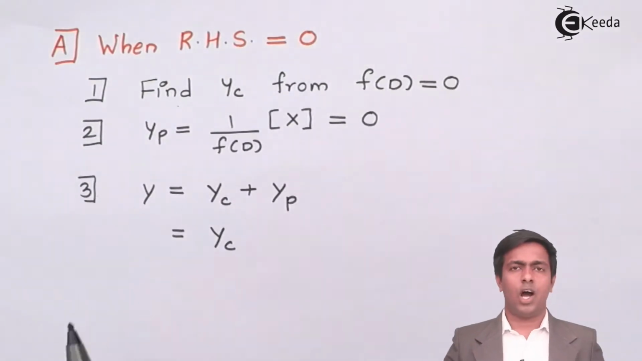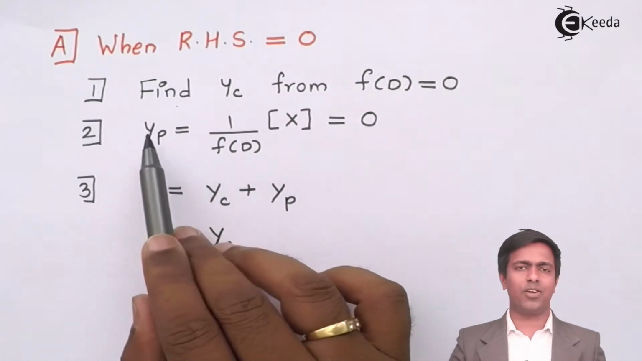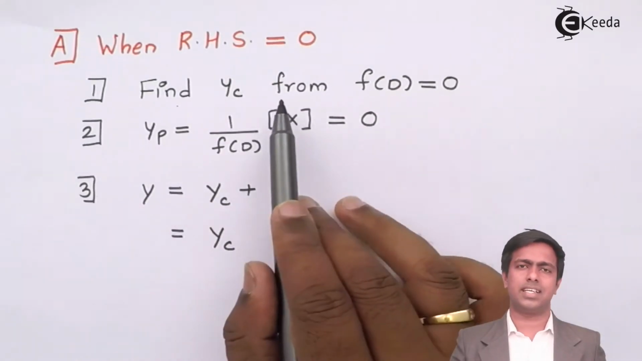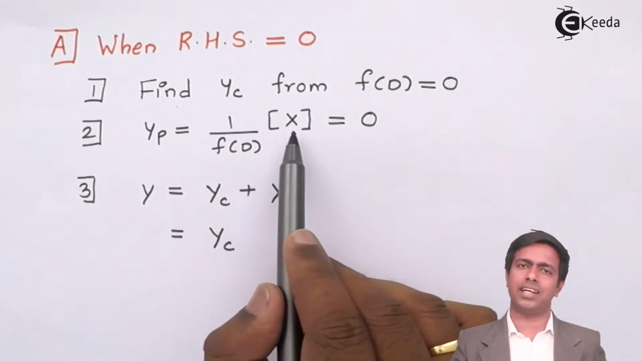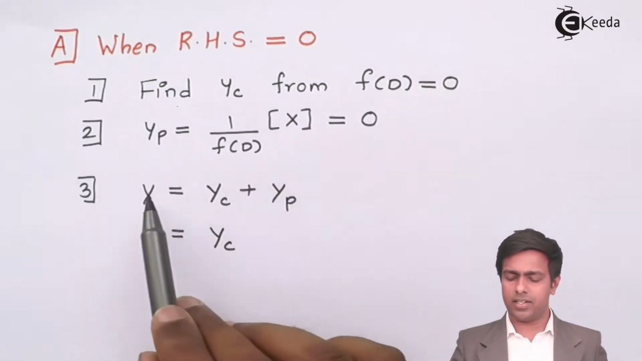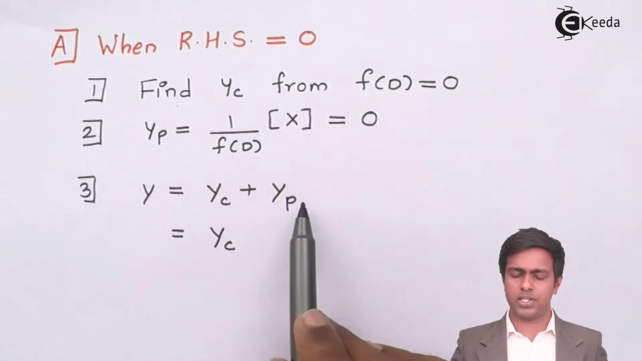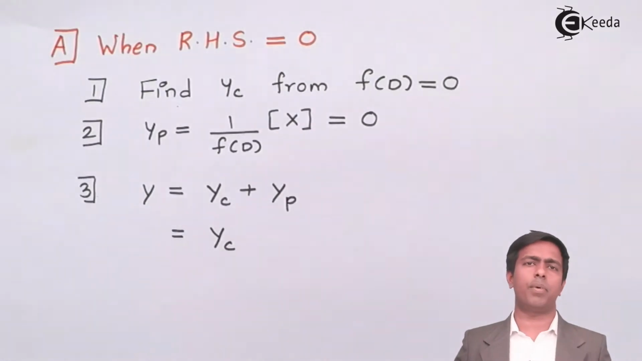Now, how do we find YP? YP is the particular integral. So guys, the particular integral is 0 in this case, because the formula for that is 1 upon f of D into the right hand side, and the right hand side is 0. Therefore, the particular integral is 0. And that is why the final solution is YC plus YP, where YP is 0. Therefore, Y is equal to YC, that is the complementary function.